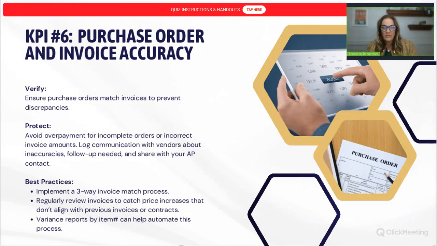Regularly review invoices to catch price increases that don't align with your agreed upon price or a previous month's invoice price, or even a contract. And if you have software, you can also run a variance report by item.